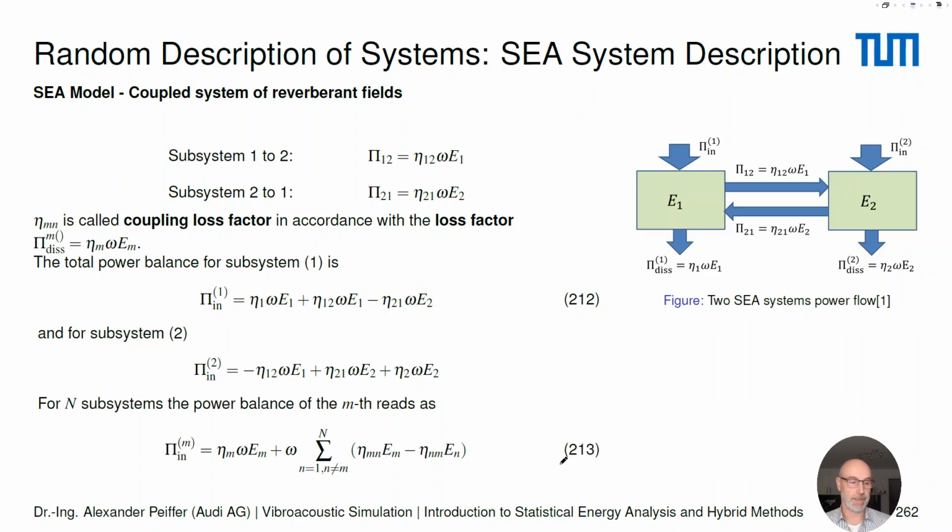When we formulate this equation completely for n subsystems, this power balance would look like this. So this is the dissipated power, and this is a combination of all the power that is leaving the subsystem, but also the power that is coming from all the other connected subsystems and leaving an additional power flow back into our subsystem. This is quite unhandy to understand.